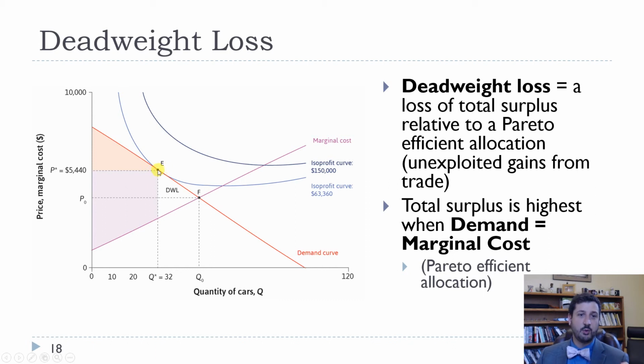And that means that this point E is not Pareto efficient, right? Point F is Pareto efficient. Nobody can be made better off without making someone else worse off, whereas point E is not Pareto efficient, right? And the reason that we're at point E, though, is because firms have some market power. And so that's really important.